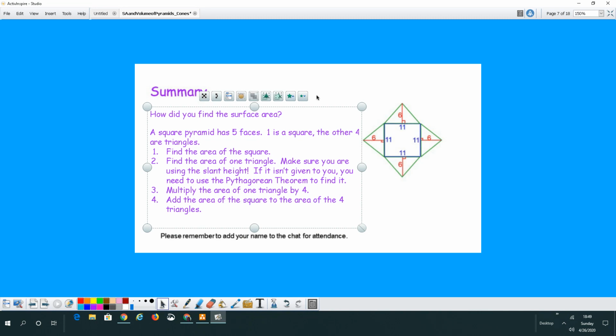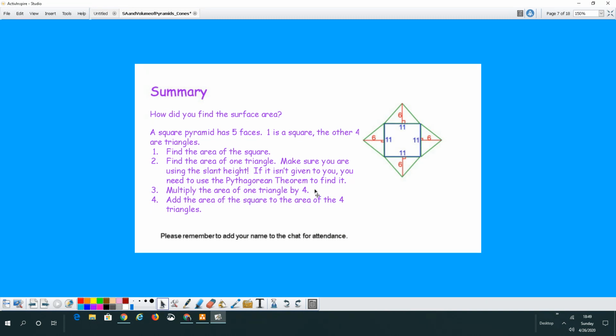For the square pyramid, it has 5 faces. One face is the base. The base is a square, and the other 4 are the lateral sides, so that would be our triangles. We first find the area of the square. Then we find the area of one of our triangles. Make sure we're using slant height, not the actual height of the figure. And if it's not given to you, you may need to use the Pythagorean theorem.